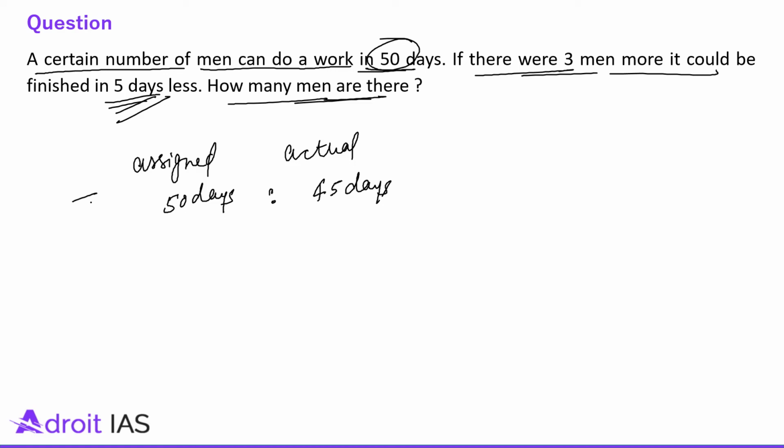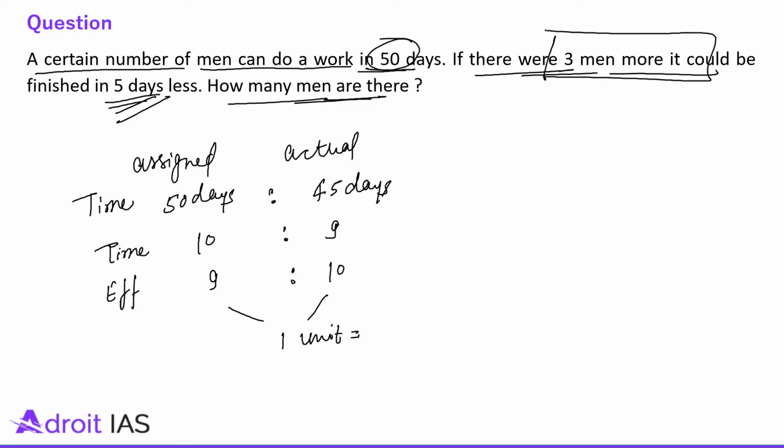So what is the ratio of the time? The ratio of the time is 10:9, right? So the efficiency will be in the ratio 9:10, right? So the difference is what? The difference is 1 unit, right? 1 unit is equal to what? The question is saying 3 more men, right? So 1 unit is equal to 3 men. Fine. So 1 unit is equal to 3 men.